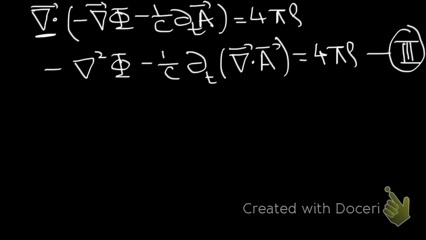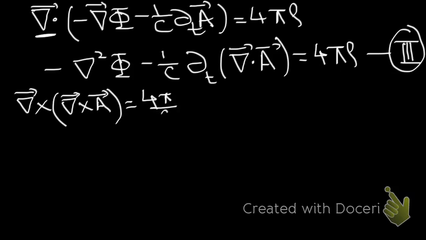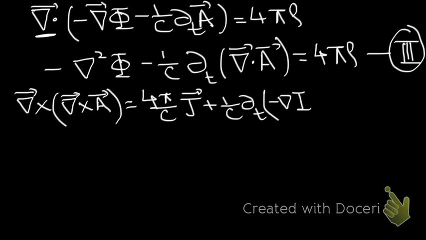So what I would have is my curl of curl of A is equal to 4 pi over C times J plus 1 over C partial time derivative of negative del phi minus 1 over C partial time derivative of my vector potential A.